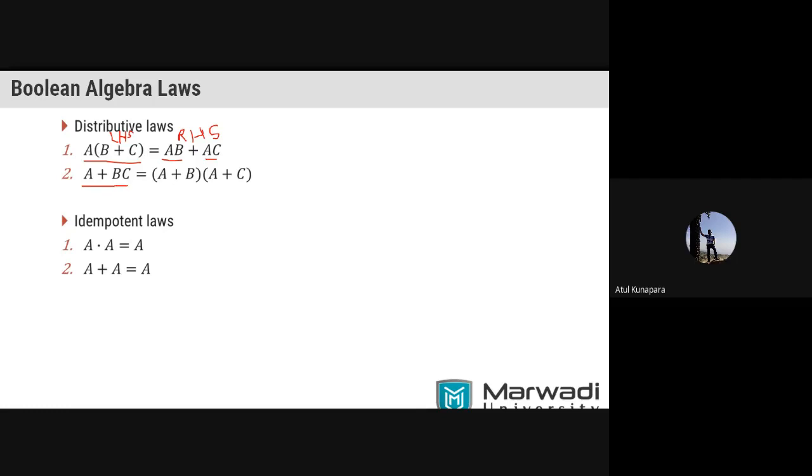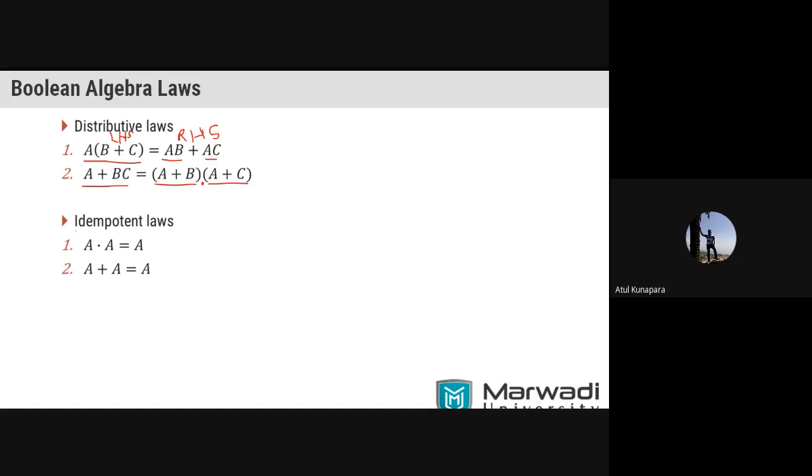The same kind of distribution is there for A plus BC. Here you can see BC is the AND operation between B and C. So you can first do the AND operation of BC, and then do the OR operation of the output with A. Or otherwise, you can do A or B first, then A or C, and whatever outputs are coming, you do the AND operation over here. Right? So both will also give you the same answer. That is what the distributive law is.